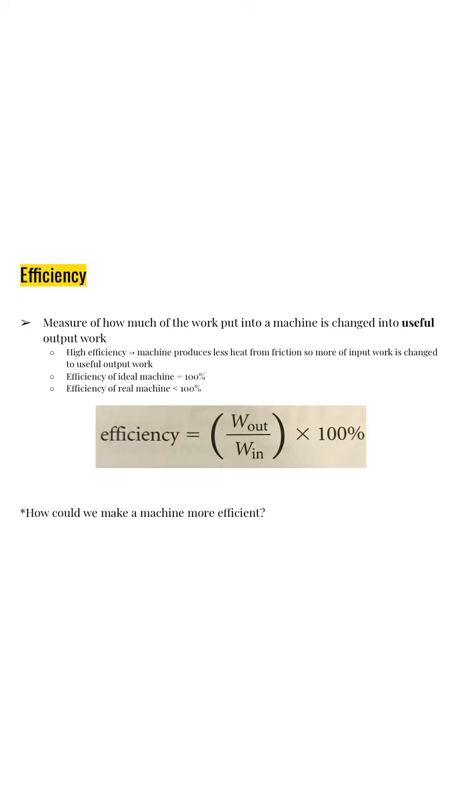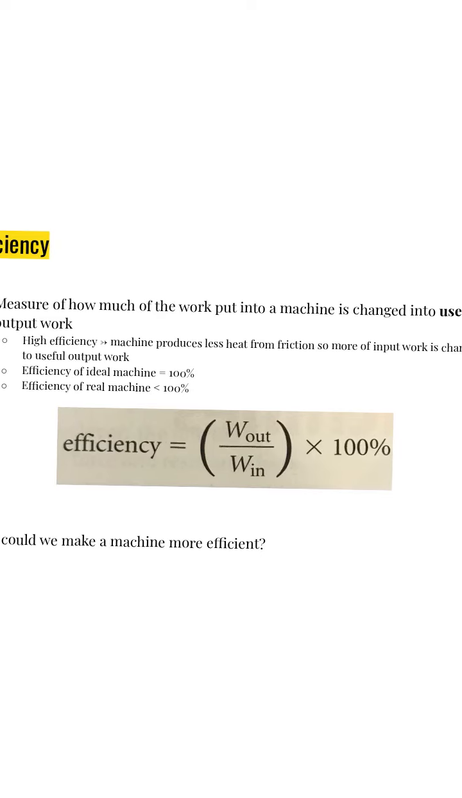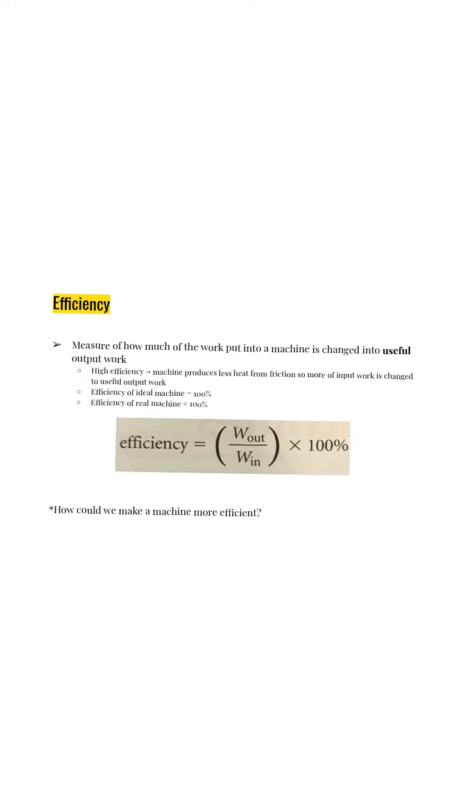But this efficiency number is going to give us a percent of how well the machine is working, or how much of the work is actually going into useful work and how much is being lost to friction. So ideally we want a high efficiency. The way that you can make a machine more efficient would be to somehow reduce friction. Think of a way that you could reduce friction when using that type of machine. So the equation is efficiency equals work out divided by work in times 100%, and it's going to give you an answer as a percentage.